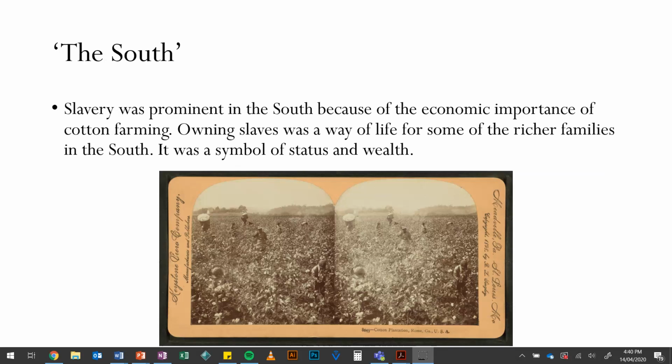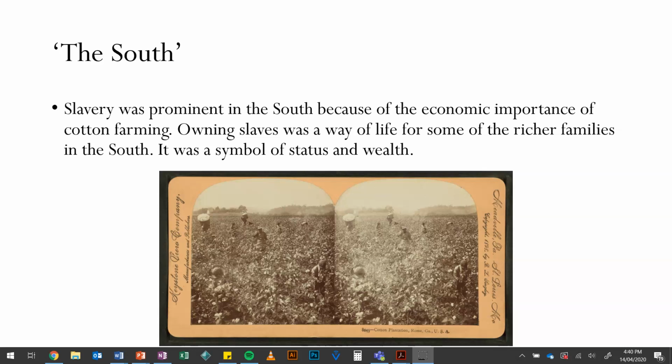So slavery was prominent in this area of the United States called the South because of the economic importance of cotton farming. The states that formed part of the South, their economies largely relied on cotton farming, on agriculture, and they needed a prominent labor force in order to actually make money and keep this economy growing. So it wasn't just a matter of dehumanization. Slavery also had a practical and economic purpose.